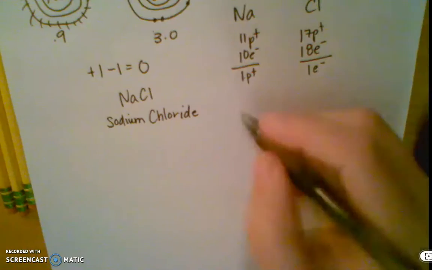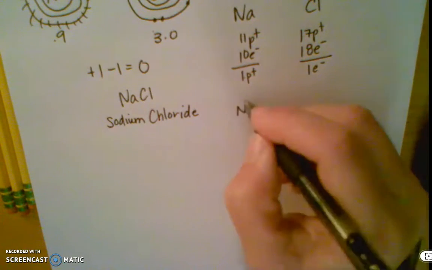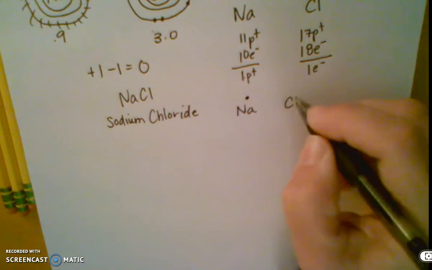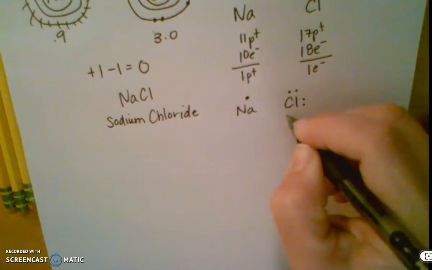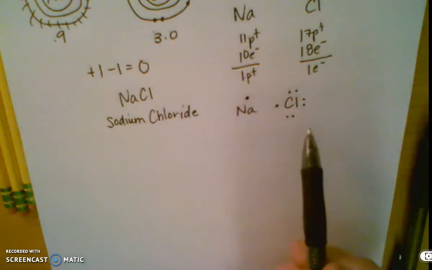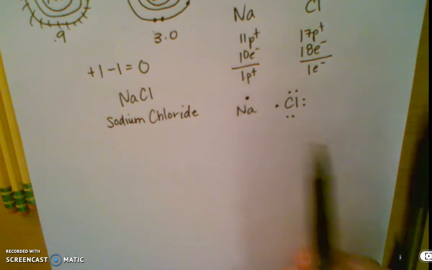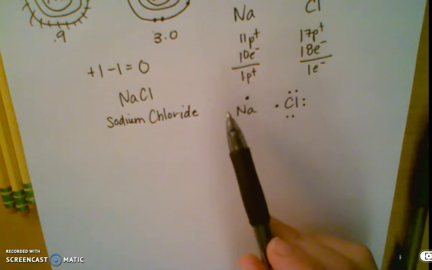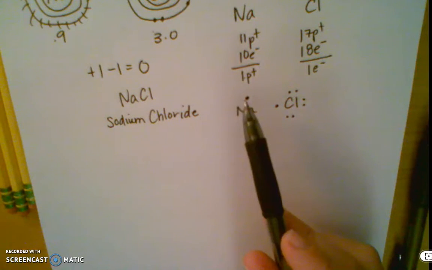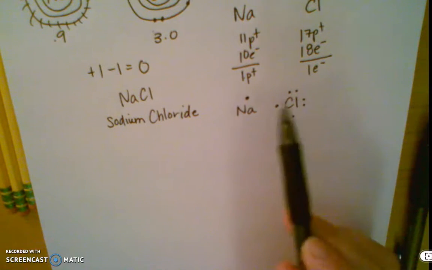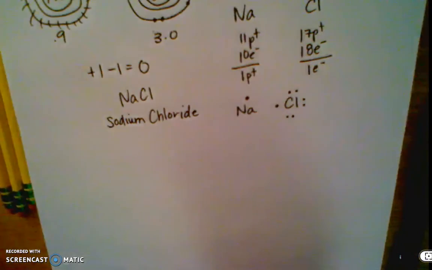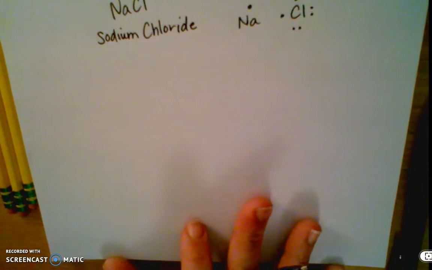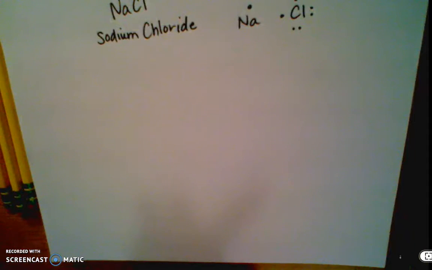So if we were to look at sodium, we know that when we write sodium's Lewis structure, it has 1 valence electron. And when we write chlorine's Lewis structure, it has 7 valence electrons. Given that, you could logically assume that sodium, and also because it has a very low electronegativity, will lose this one, and chlorine, because it has a high electronegativity, will gain just 1.